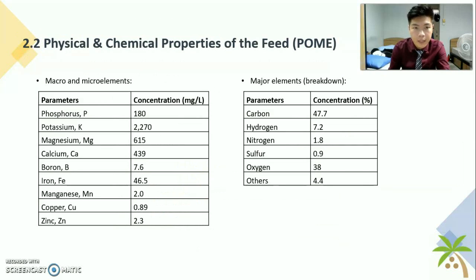Besides that, POME also contains a lot of macro and micro elements such as phosphorus, potassium, magnesium, calcium, boron, iron, manganese, copper, zinc, and etc. POME can be broken down into a few major elements, which are carbon with the concentration of 47.7%, which is the highest, followed by oxygen 38%, and hydrogen, nitrogen, sulfur, and others.